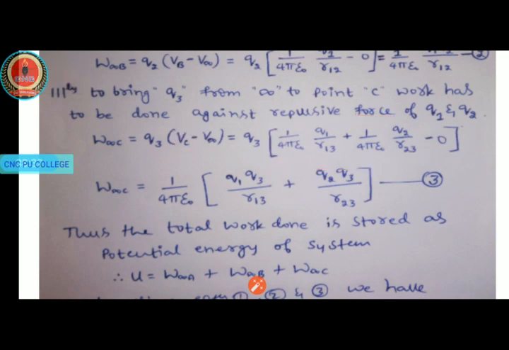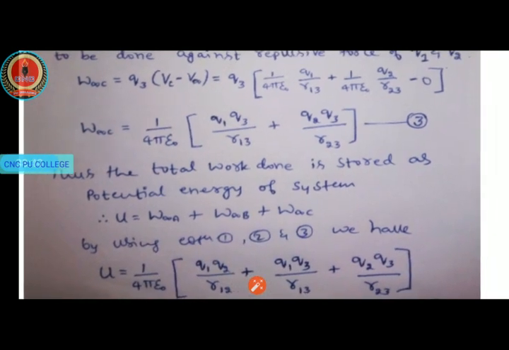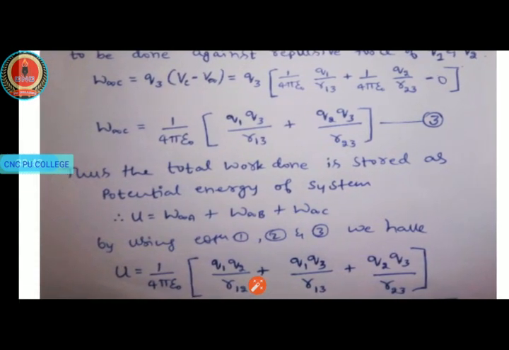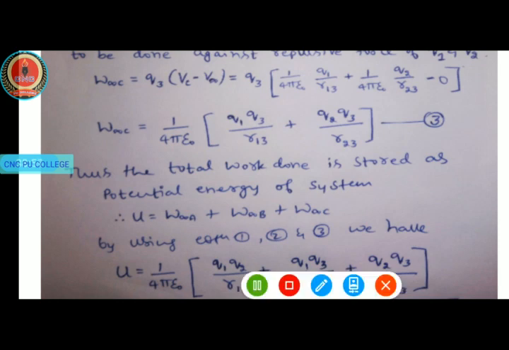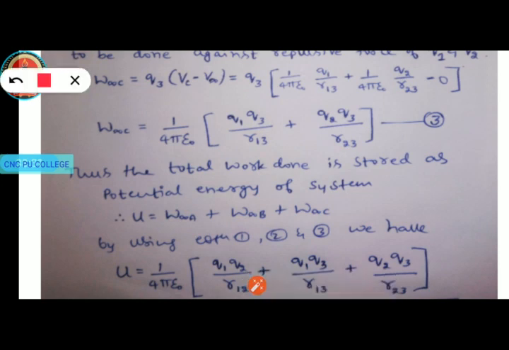So we got W infinity C. What is W infinity C? The total work done in bringing the third charge from infinity to position C equals 1 by 4 pi epsilon naught, which is common, Q1 Q3 divided by R13 plus Q2 Q3 divided by R23. That is our third equation. So now we have W infinity A, that is our first equation, W infinity B, that is our second equation, and W infinity C, that is our third equation.